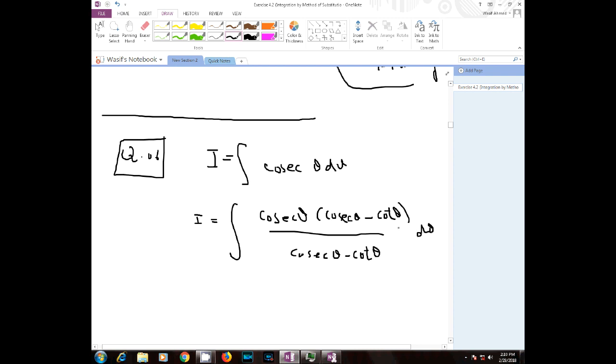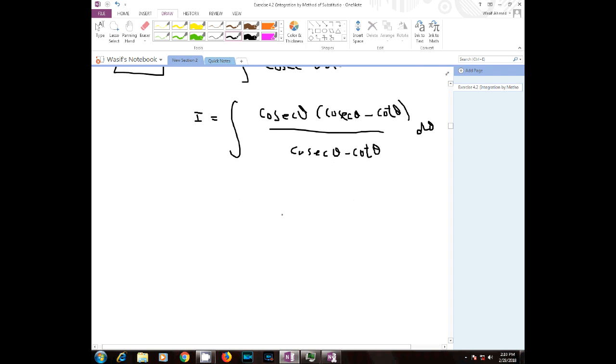Simplify the numerator, you will see that the derivative of the denominator is given in the numerator, therefore I is equal to natural log of cosecant theta minus cot theta.